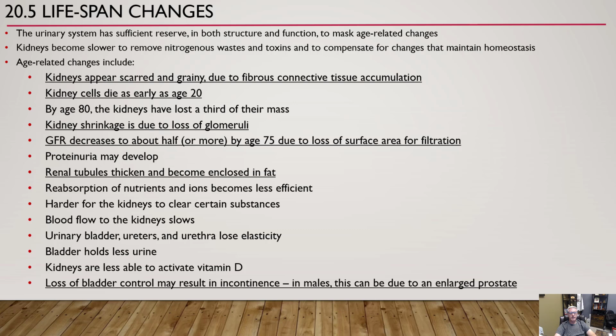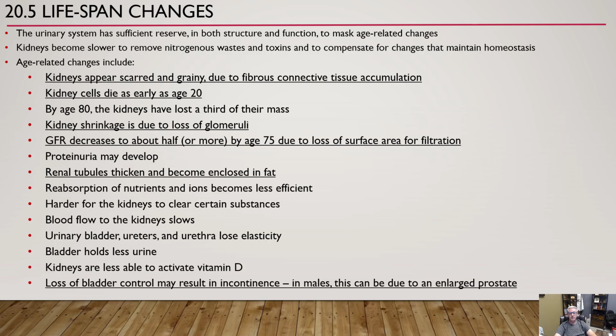As you get older, your kidneys are going to become scarred and grainy, because more fibrous connective tissue accumulates on our kidneys throughout our lifetime. We're going to start losing our kidney cells as early as 20 years old. Our kidneys are going to shrink due to loss of glomeruli, which means that our GFR is going to decrease.